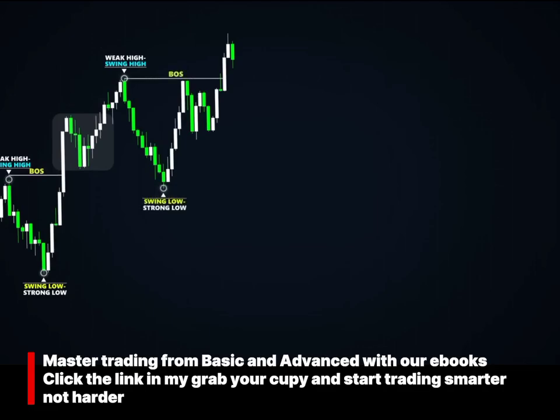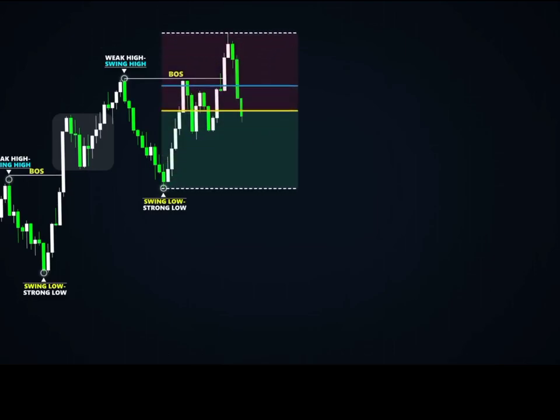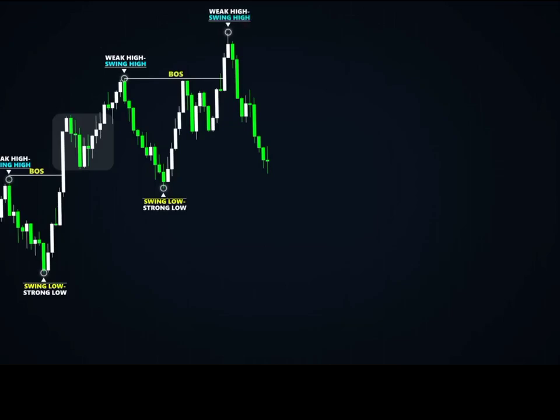Alright, moving forward, we draw Fibonacci again from the new strong low to the high. Price pulls back again, and yes, it touches the 38.2% to 50% level. So, once again, this is a valid pullback. We mark the weak high, but now, something interesting happens. Instead of breaking higher, price reverses and moves down, breaking the strong low.